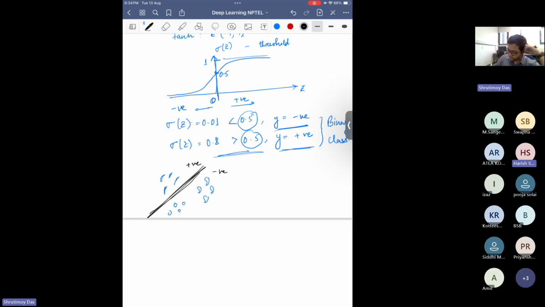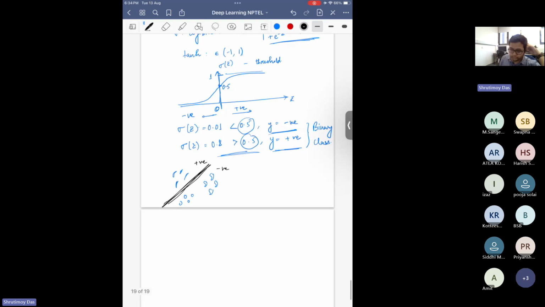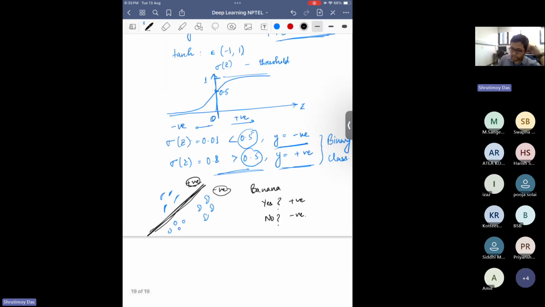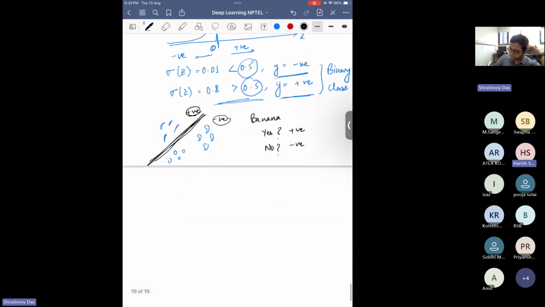According to this decision boundary, I can say that if it is positive, it belongs to the class banana, and if it is a negative class, it is not a banana. So you can answer things like, is it a banana? Yes or no. If this is a positive class and this is a negative class, then you can use the sigmoid here. Similarly, you will draw other lines.